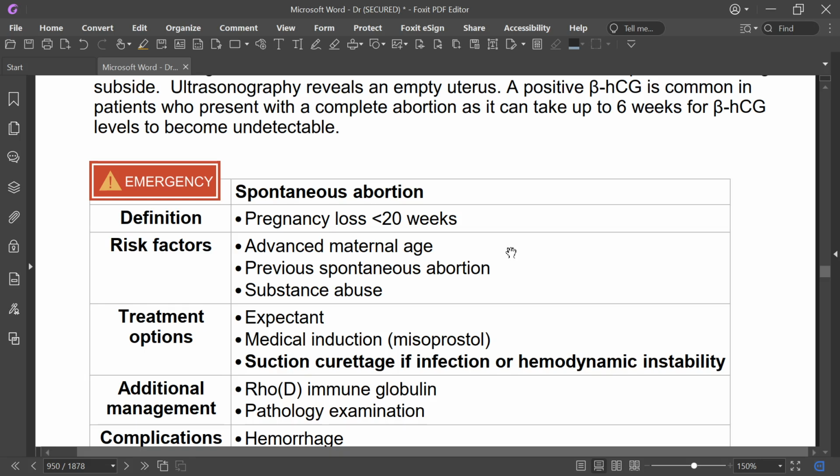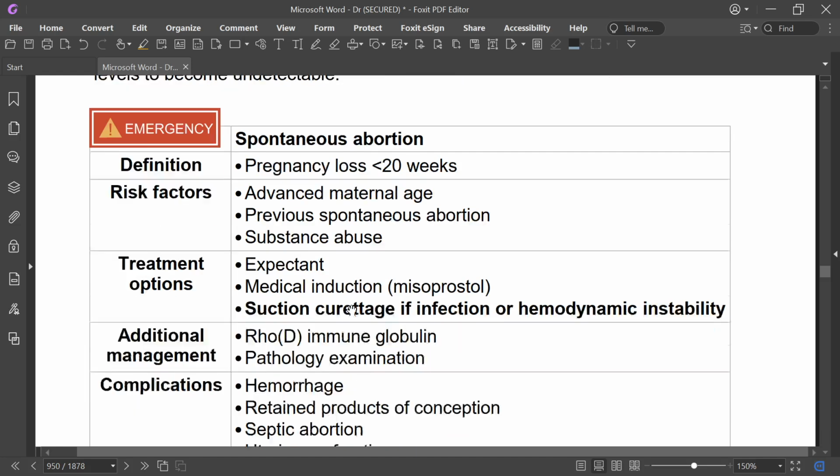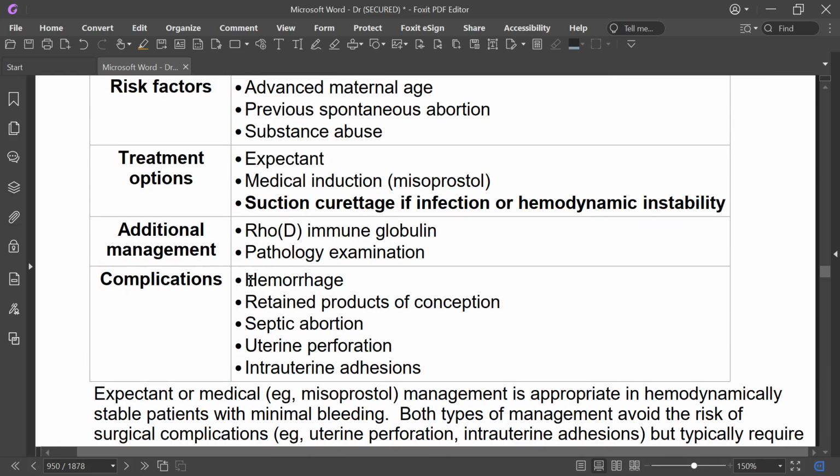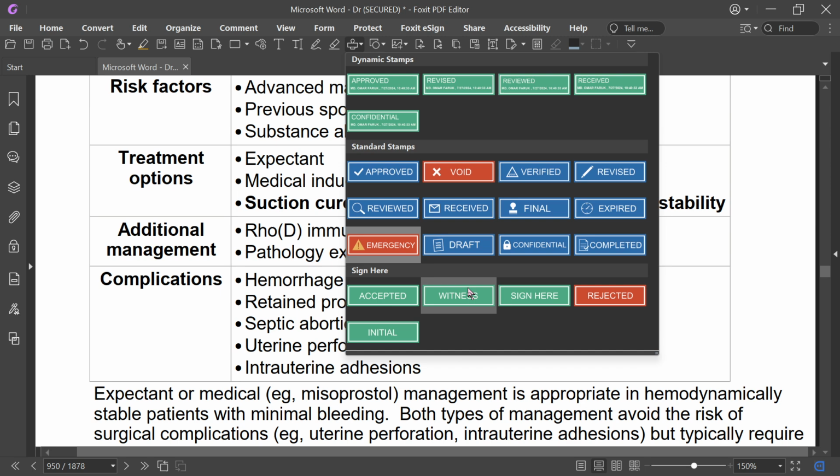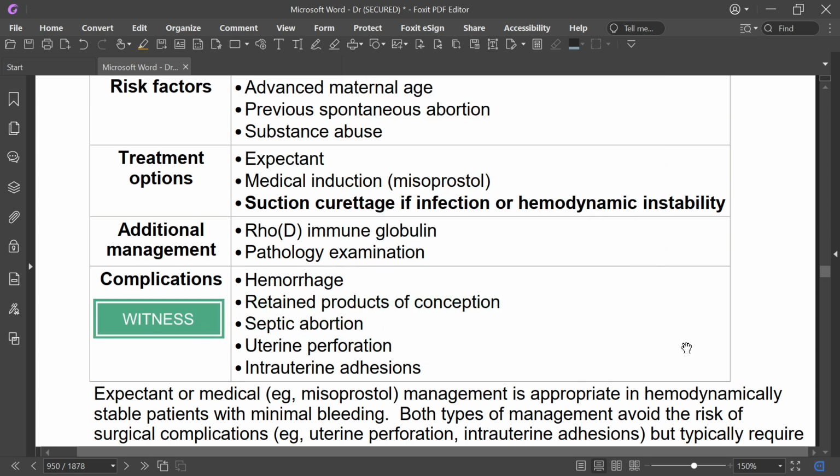Additional management includes Rh immunoglobulin and pathological examination. Complications are hemorrhage, retained products of conception, septic abortion, uterine perforation, and intrauterine adhesion.